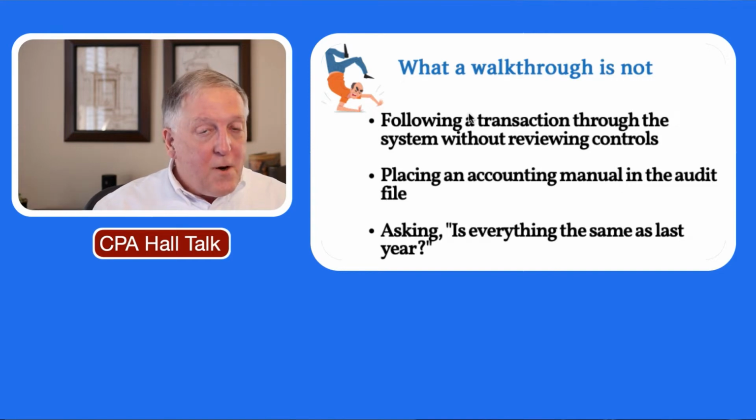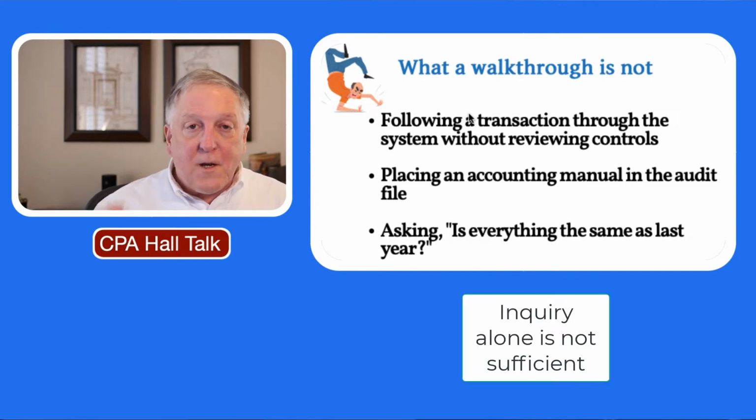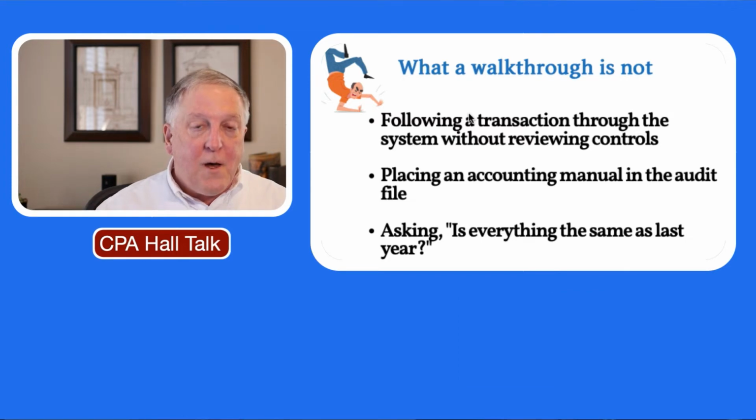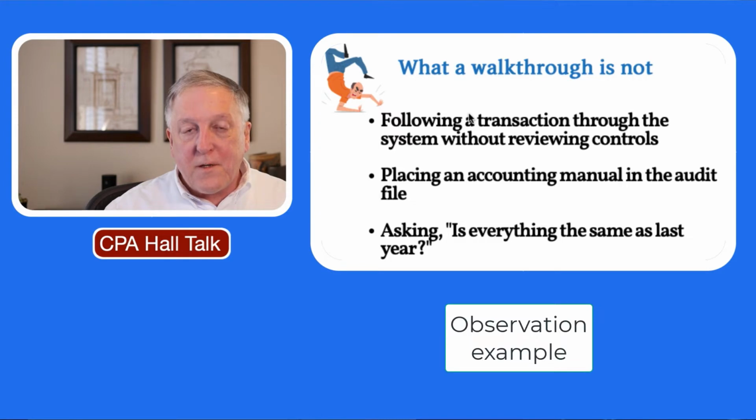Inquiry alone, as we saw in the last video, is not sufficient. So you want to ask questions about the internal controls and about the process that occurs in the transaction cycle, but you also need to make observations. So if I'm walking an accounts payable transaction through the system and I see that Susie signs off on the purchase order authorizing the transaction. I see that Johnny receives the ordered goods on the receiving dock, and he counts how many there are that's been received and keys that into the system.